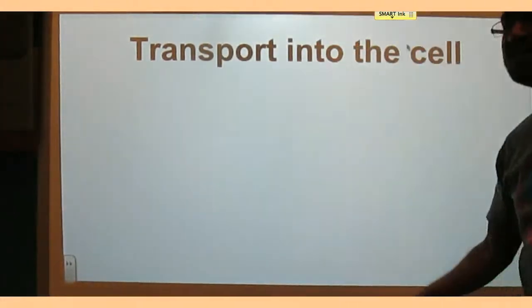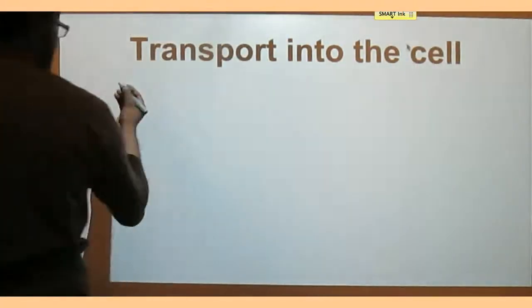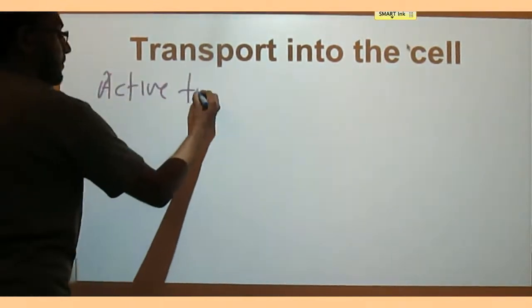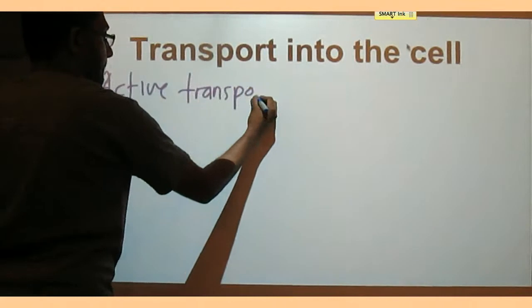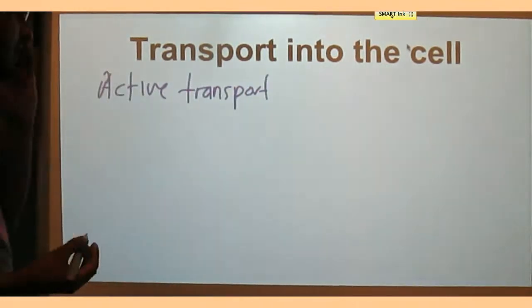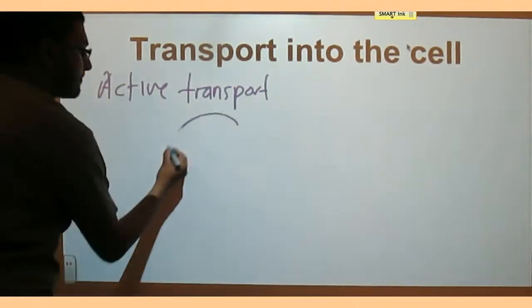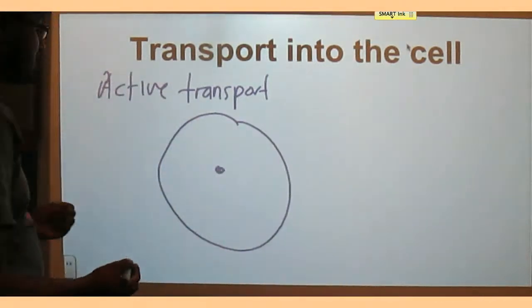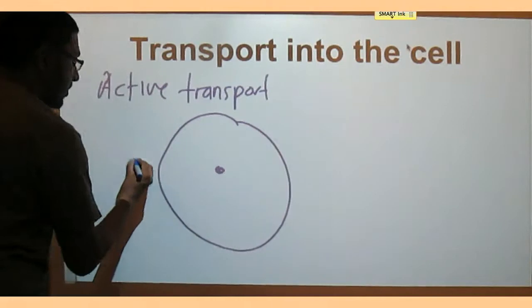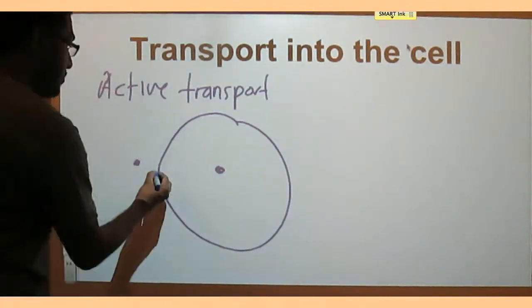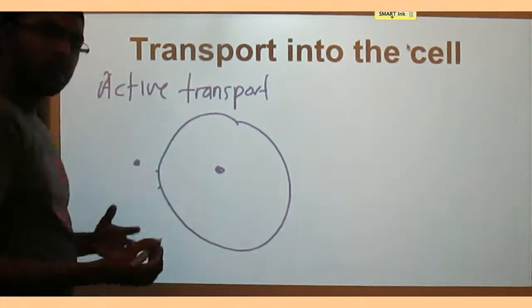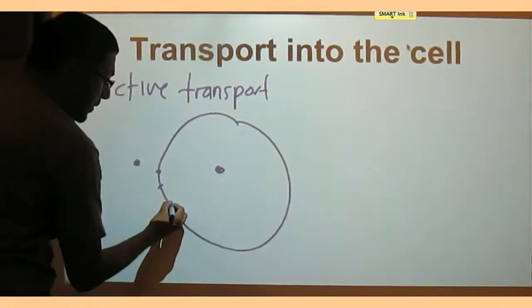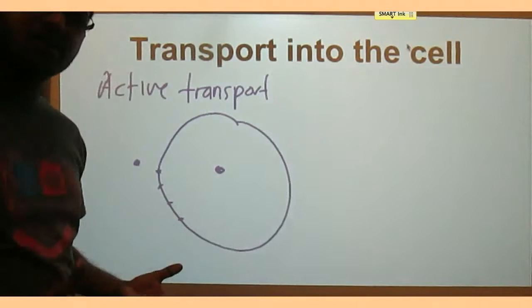Finally, let's talk about active transport, my bad. Active transport is where the cell uses energy. Say, for example, there's a particle here and it's too large to pass through the semi-permeable membrane. What semi-permeable means is that there are small spaces in the membrane that allow particles to pass. But what if the particles are too large?